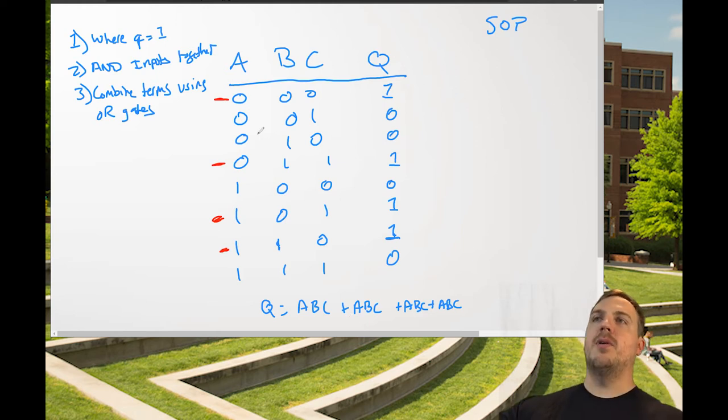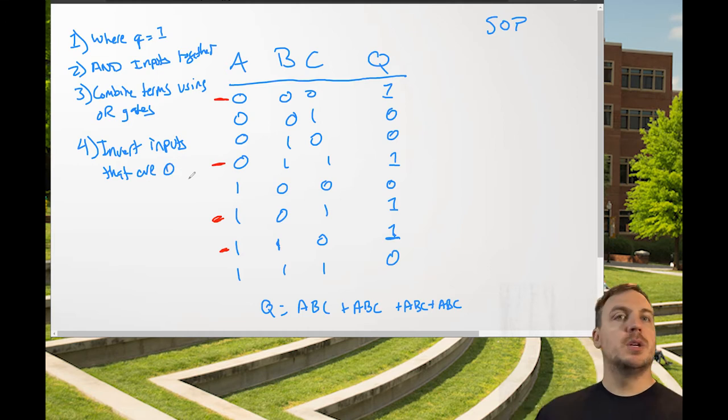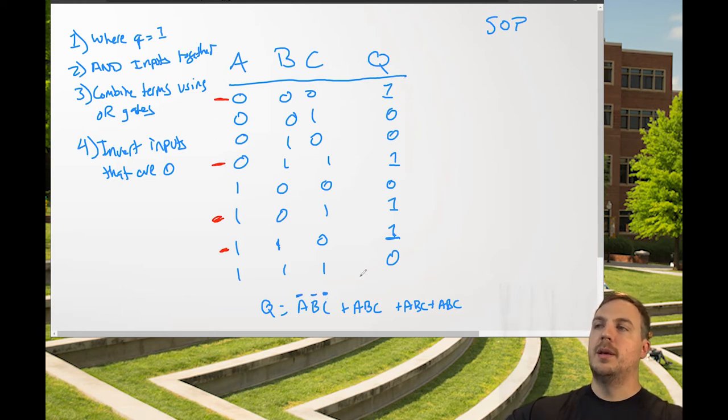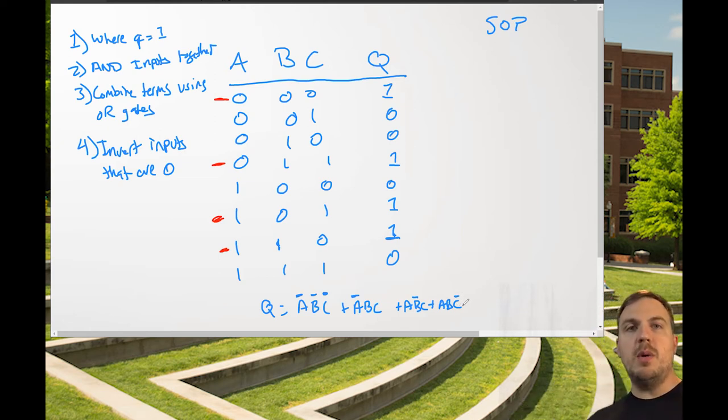And then step 4 is we're going to invert inputs that are 0. Any input that is 0, we're going to invert it. You can see on the first one we have 0, 0, 0, so all 3 inputs are going to be inverted. The second one, A is the only thing that's 0, so we're going to invert A. The next one, B is the only one that's 0, so we're going to invert B. And then finally, C is the only thing inverted on the last term. And so you can see we've drawn a circuit equation.